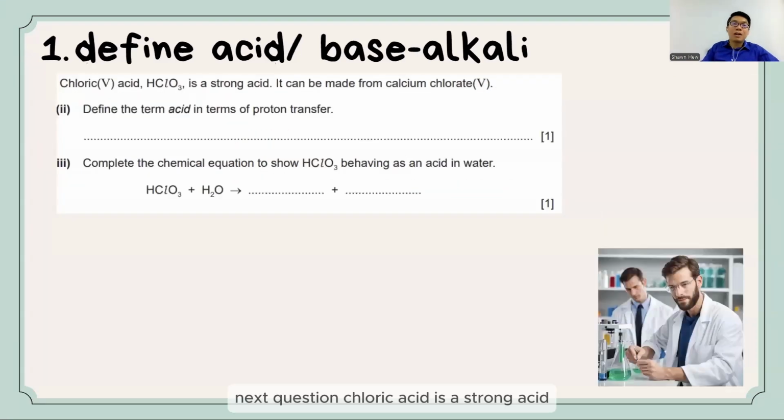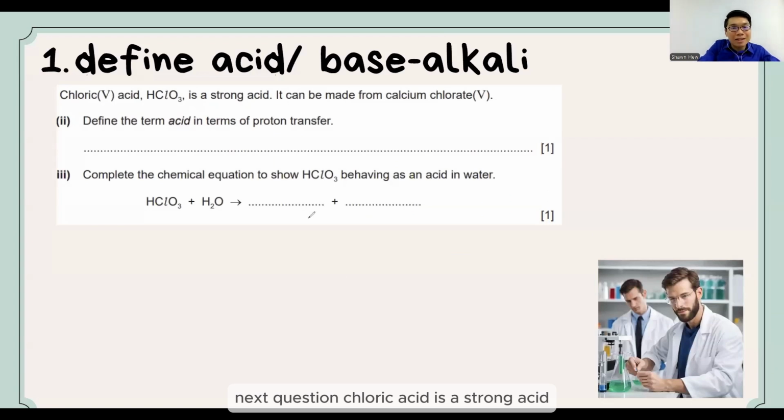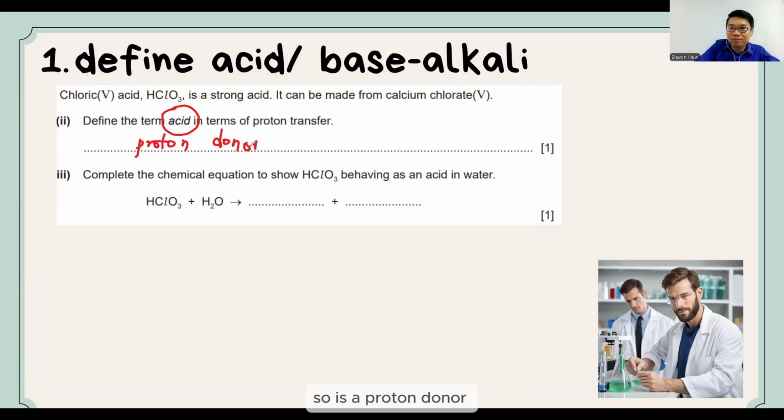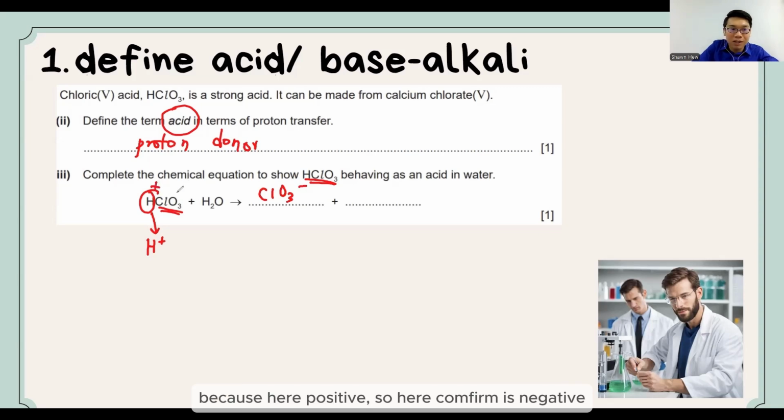Next question. Hydrochloric acid is a strong acid. It can be made from calcium chloride. So define acid as a proton donor. Next, complete the chemical equation to show that this acts as an acid. It will donate the proton, so it will leave this part with a negative charge, because here is positive, here is negative. Then this proton will be received by this H2O, becoming H3O plus.